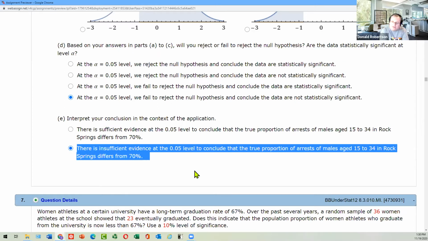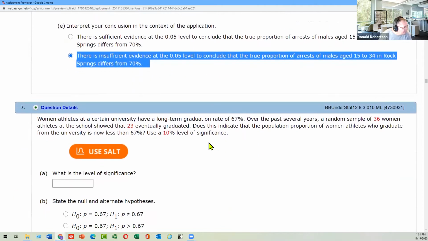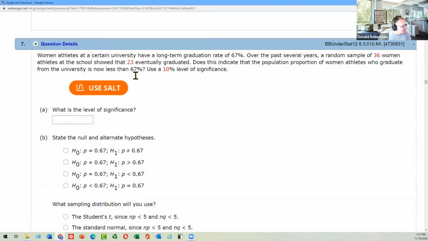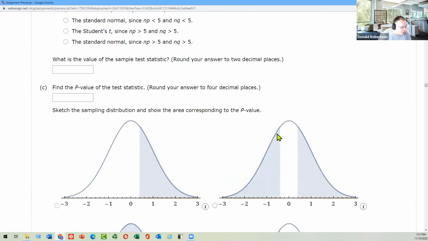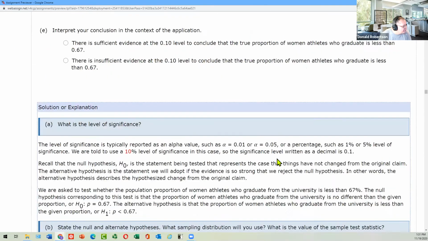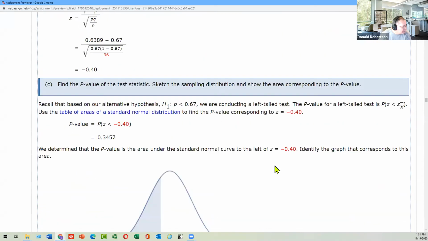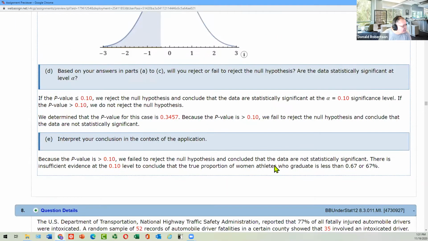Are we good? Haven't found a success yet, so I'm going to skip by the women's athlete one because I know that one's a non-success story as well. It's not significant.